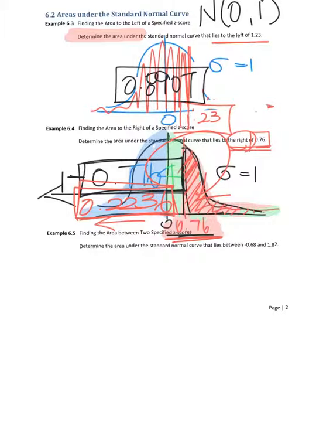Remember, the z-table gives us left-hand side probability, the left tail. Okay, good? How about the next one?